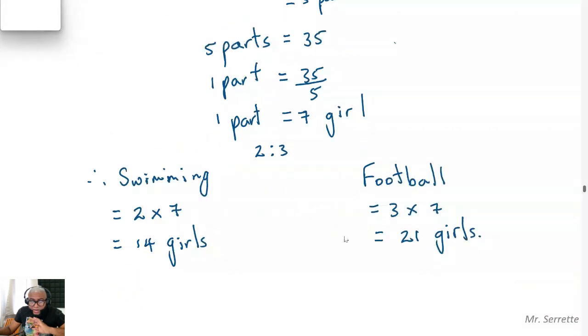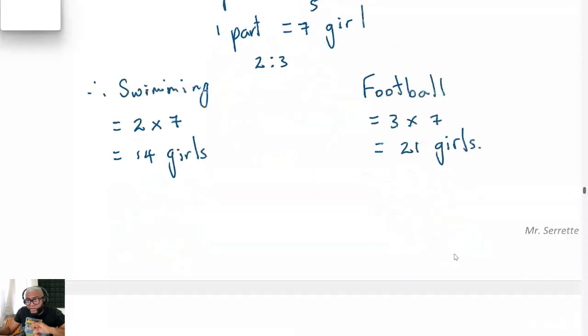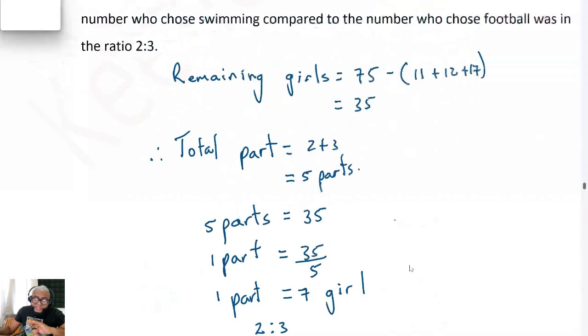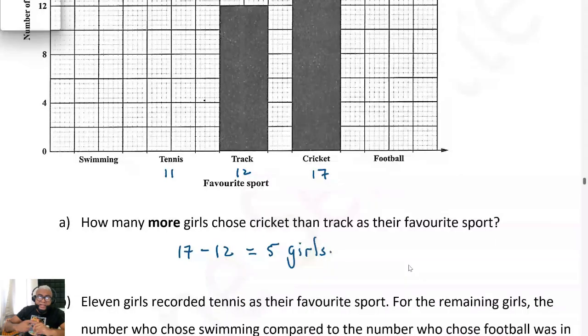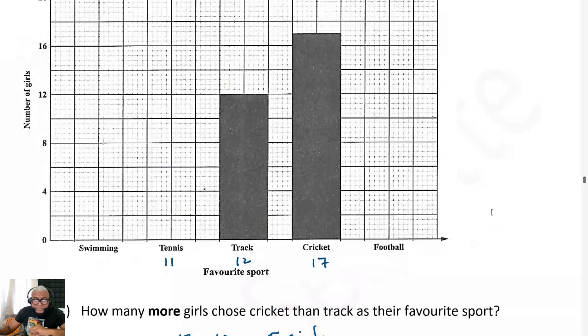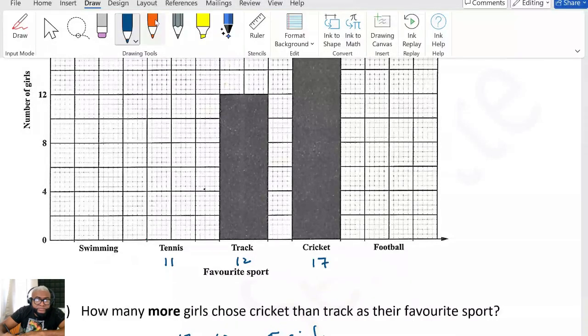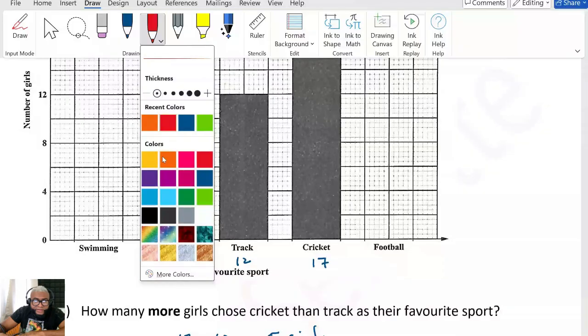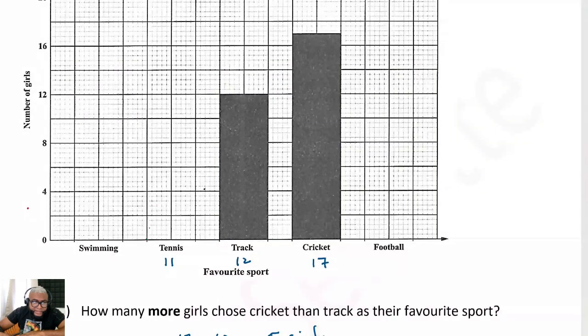Let's complete the bar chart now, right? We know swimming is 14 girls, football is 21. We're going to use this information to complete our bar chart. So for tennis, we're going up to 11. Let me do tennis first, in a different color. I'll do it in red so you can see clearly. Where will 11 be?